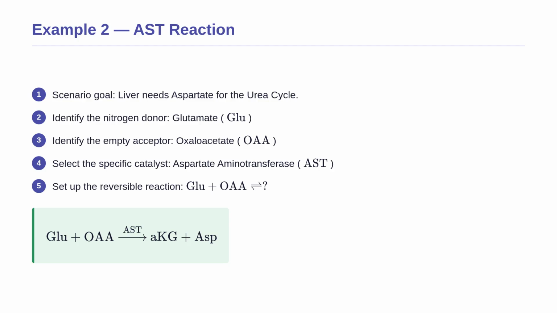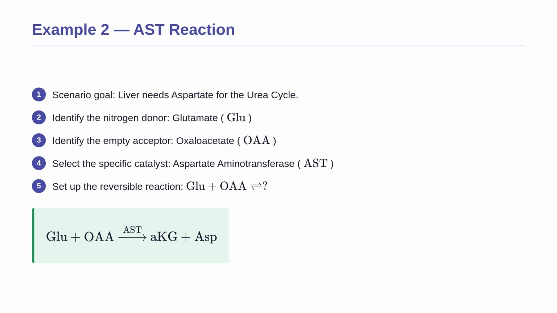Following our first example, let us look at a second crucial reaction. Imagine the liver is now preparing to excrete the excess nitrogen through the urea cycle, which absolutely requires the amino acid aspartate. The liver currently has abundant glutamate, carrying nitrogen, and empty oxaloacetate. We identify glutamate as our donor and oxaloacetate as our acceptor. This time, we use the enzyme aspartate aminotransferase, or AST.